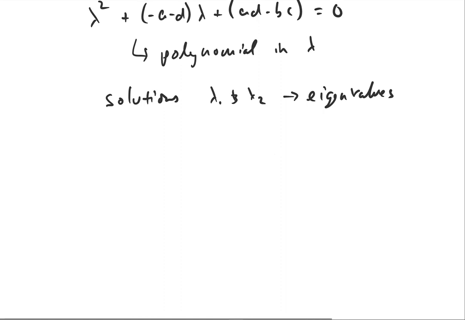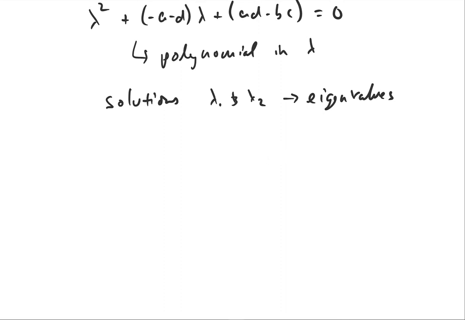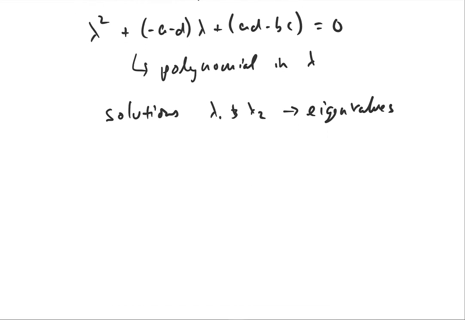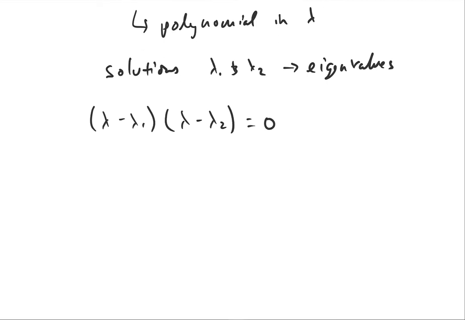One of the things to notice for a 2 by 2 is that we can write the equation in terms of its factors. So we know that we would factor this equation. So for example, if we took lambda minus lambda 1, lambda minus lambda 2, and we set that equal to 0, we would get lambda squared minus (lambda 1 plus lambda 2) lambda plus lambda 1 lambda 2 equals 0.